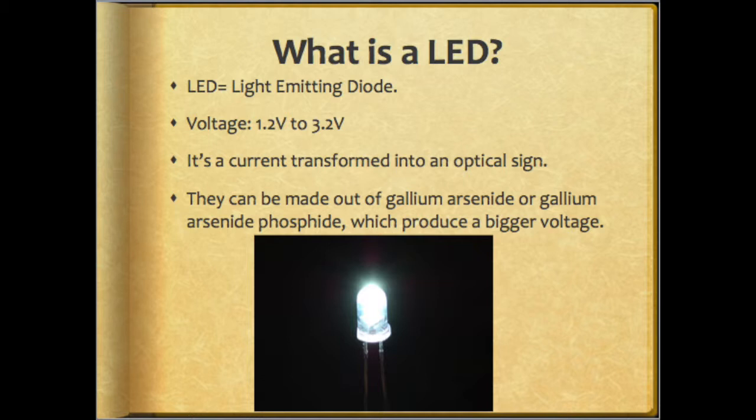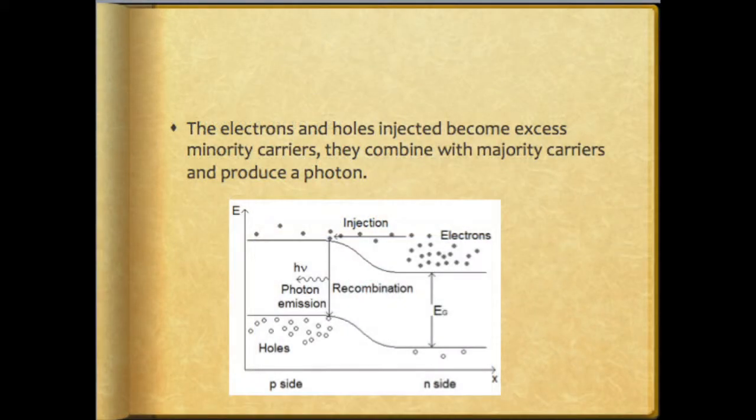They can be made out of gallium arsenide or gallium arsenide phosphide, which this last one can produce a bigger voltage. These electronic components work by electrons and holes that are injected, and they become excess minority carriers. So they combine with the majority carriers and they produce the photons, like in this picture.